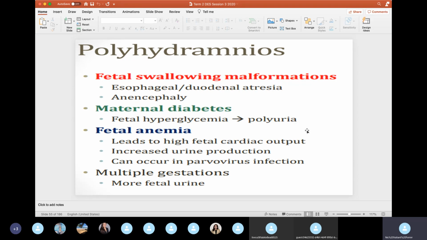Question: maternal diabetes is commonly associated with what congenital defect in a child? Let's go back to term 1. Maternal diabetes is commonly associated with what congenital defect? Anyone that can remember?